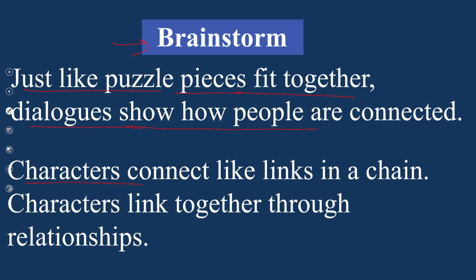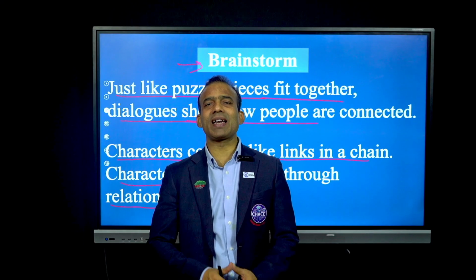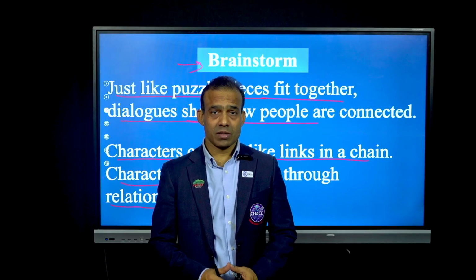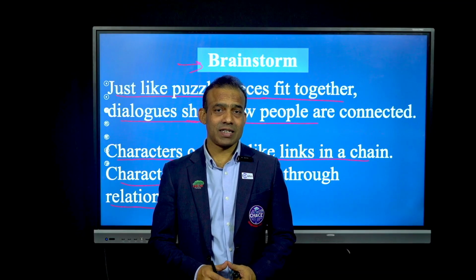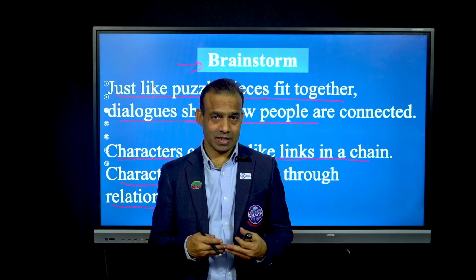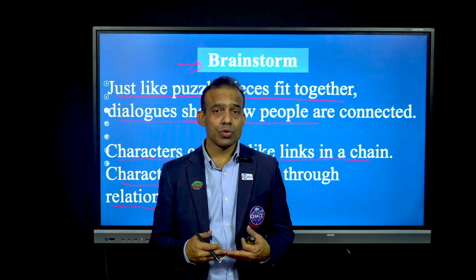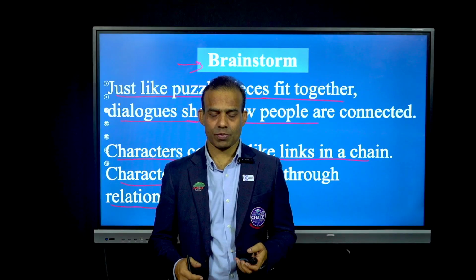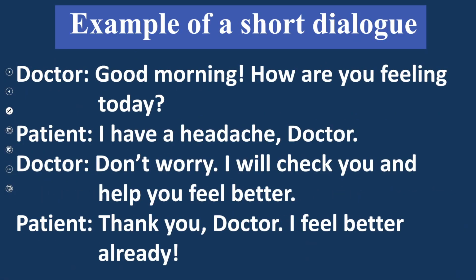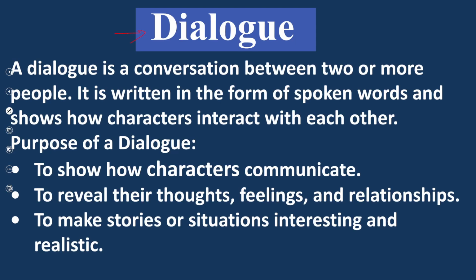Now, characters connect like links in a chain. Definitely, characters link together through relationships. So it is very clear from this statement that characters are just like links in a chain, and they are linked through situations. Now, move to the next point. The next point is dialogue.